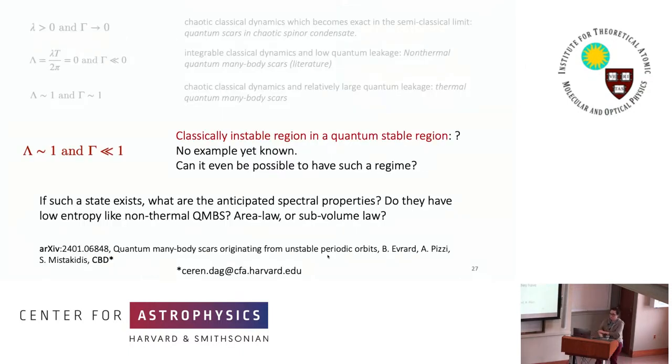I'd just like to mention a very interesting outlook idea. Based on this imagined classification or framework of regimes, we can also ask whether we can have a classically unstable region, which can have a UPO in a chaotic phase space, but covered in a quantum stable region. So basically having small leakage, but a large Lyapunov exponent. We don't know any example of this, and we can even ask whether it is fundamentally possible to have such a regime. I think this is a very interesting prospect for the future of this work.